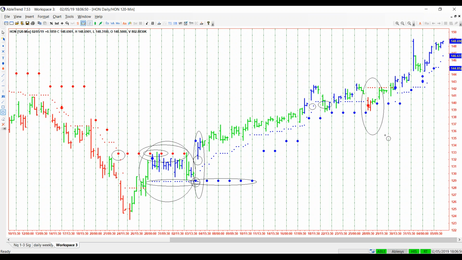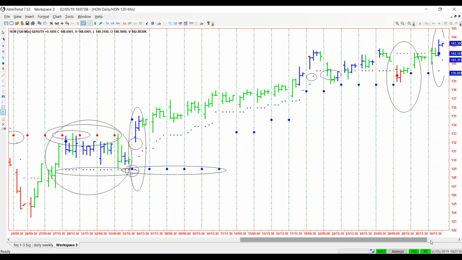Let me zip to today, because this is an easy, obvious no trade zone there. Anytime you get red and blue together, it means stay away. The market's going to be sideways or choppy. Don't do anything. You're better off doing nothing. We don't want you to risk your money in a risky market. Able Trend is only about low risk trades only.